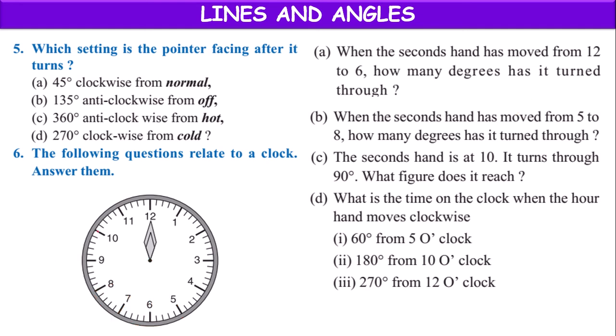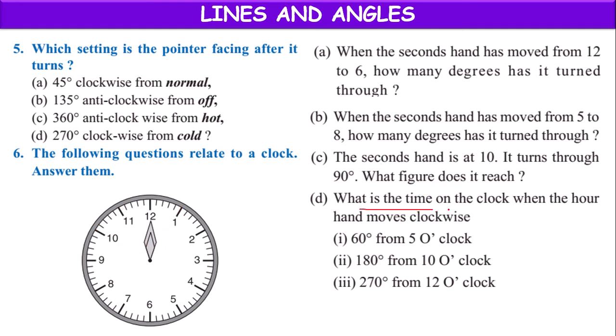Next, the second hand is at 10. It turns through 90 degrees. What figure does it reach? Means what digit does it reach? It is at 10. Direction they have not mentioned, so we have to take it as clockwise. It has moved 30 degrees, 60 degrees, 90 degrees. After moving 90 degrees, it will be at 1.